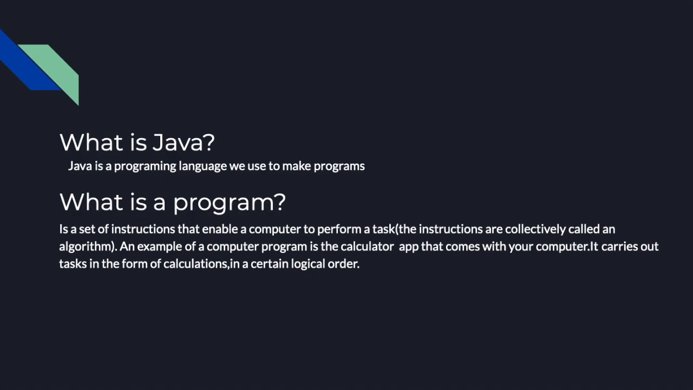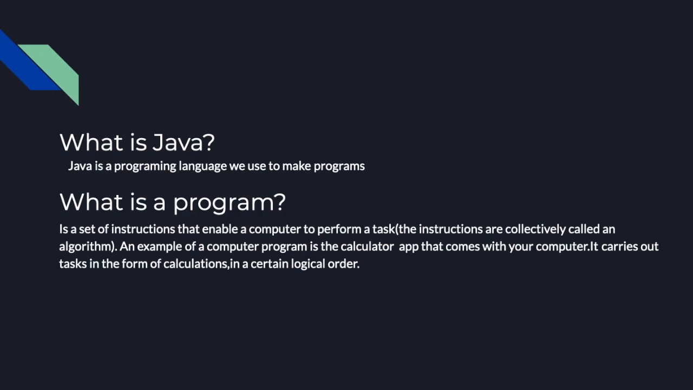So, what is Java? Java is a programming language we use to make programs. What is a program? A program is a set of instructions that enable a computer to perform a task. The instructions are collectively called an algorithm. An example of a computer program is a calculator. It's a calculator app that comes with your computer. It carries out tasks in the form of calculations in a certain logical order.